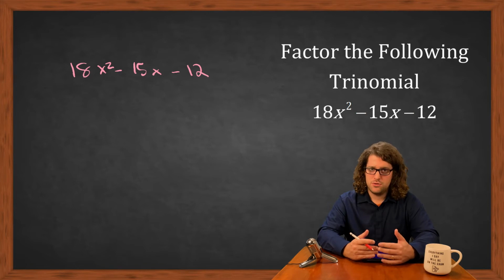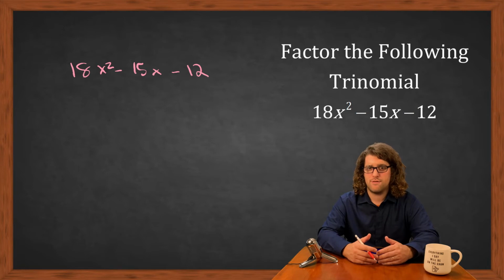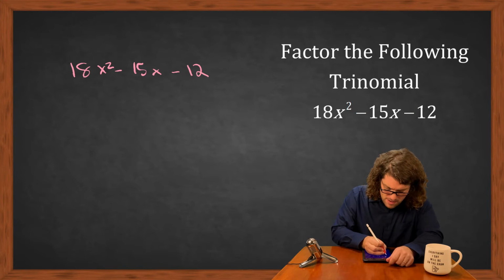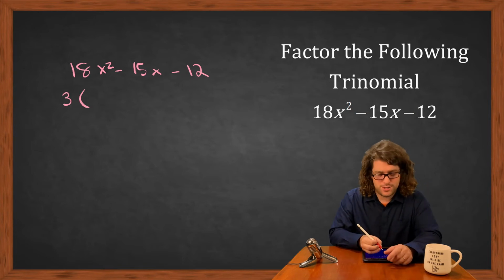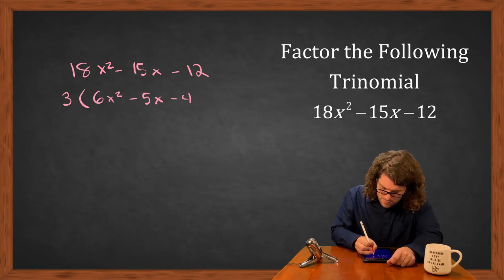So I'm not going to do that, because the first thing I can ask myself is actually, what can divide into every piece here? Is there a common factor for all three terms? 18, 15, and 12. The answer is yes. There's a 3 that will go in, and I guess only a 3. So let's try that out. Factor a 3 out first. What's left is 6x squared minus 5x minus 4.